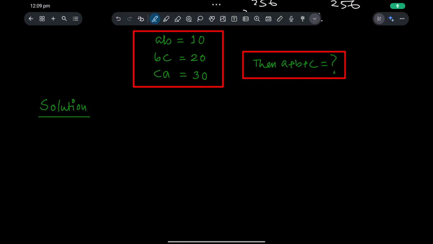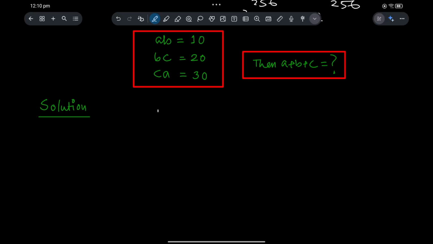Today we are going to solve a nice math Olympiad question. Here the problem is AB equals 10, BC equals 20 and CA equals 30. Then find the value of A plus B plus C.